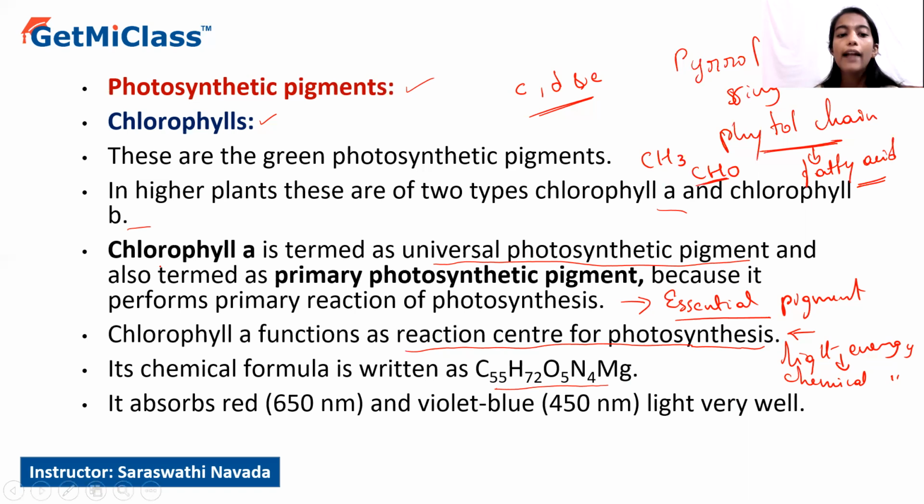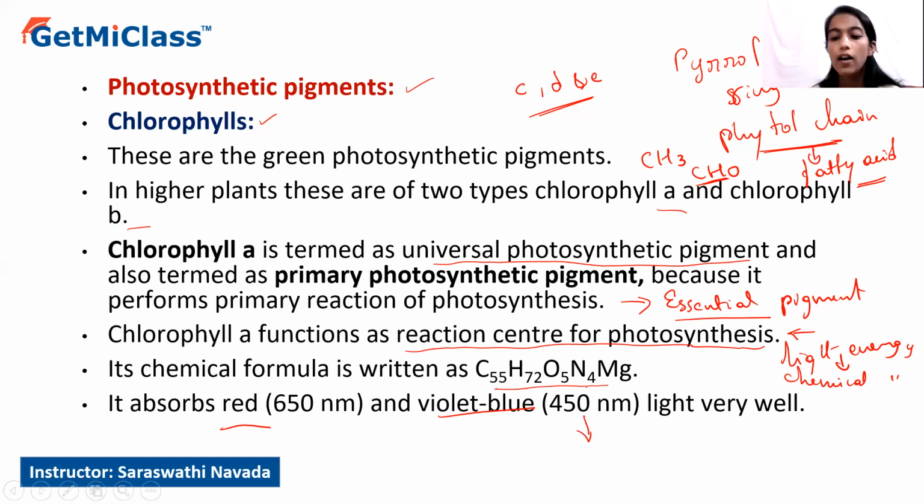And here, coming to chlorophyll A, it is going to absorb light in the red region as well as the violet blue region. That is, it can effectively absorb light wavelengths of 650 as well as 450 nanometers very well, and that's how it will be actively taking part in the photosynthetic light reaction.